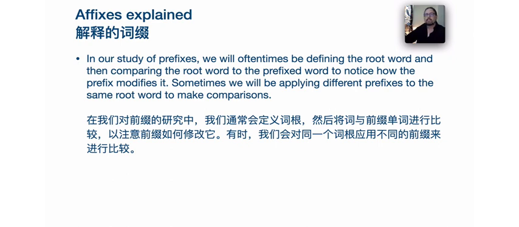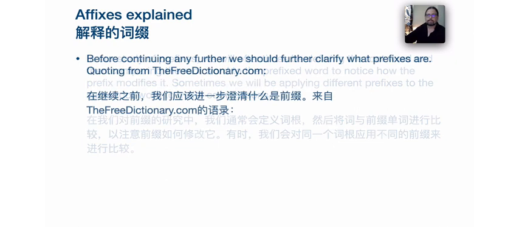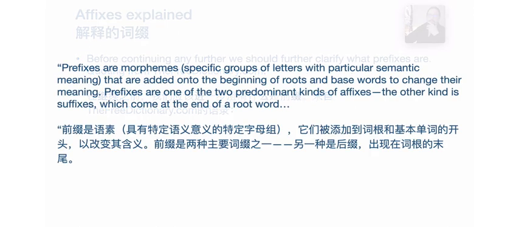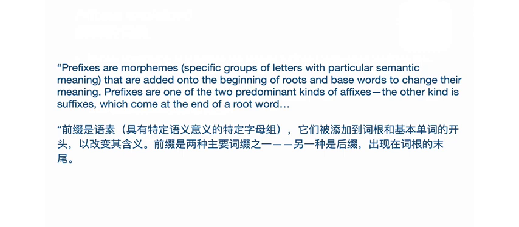In our study of prefixes, we will oftentimes be defining the root word and then comparing the root word to the prefixed word to notice how the prefix modifies that word. Sometimes we will be applying different prefixes to the same root word in order to make those kinds of comparisons. Before continuing any further, we should further clarify what prefixes are. So, quoting from freedictionary.com, prefixes are morphemes that are specific groups of letters with a particular semantic meaning that are added onto the beginning of roots and base words to change their meaning.